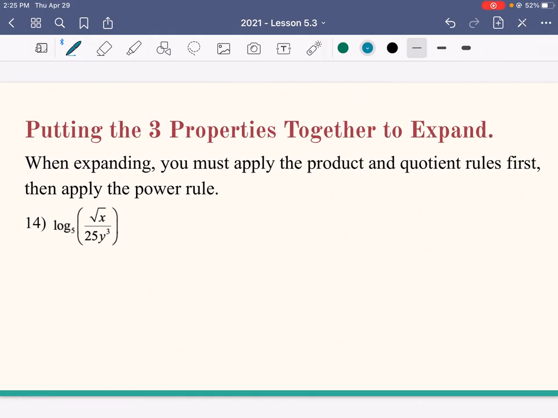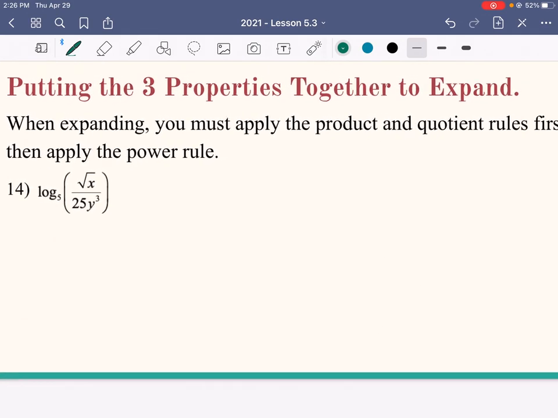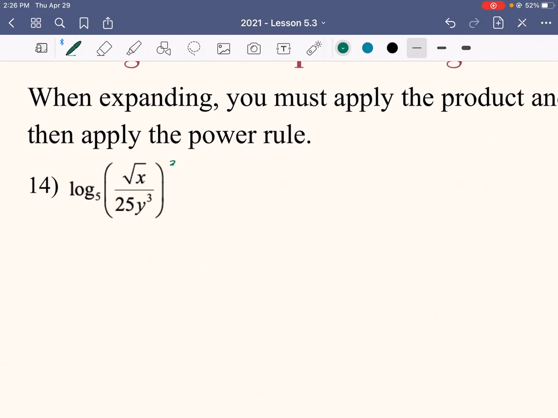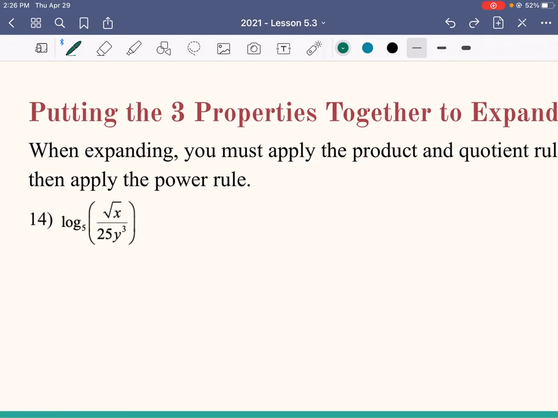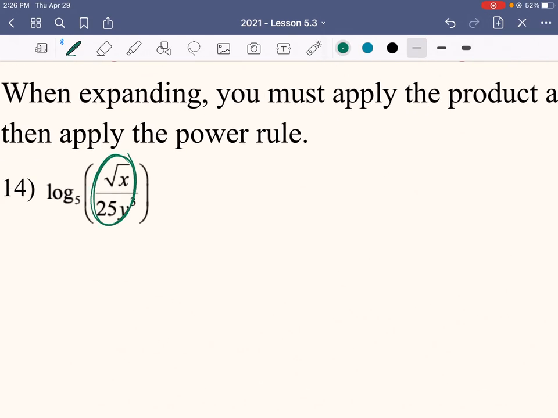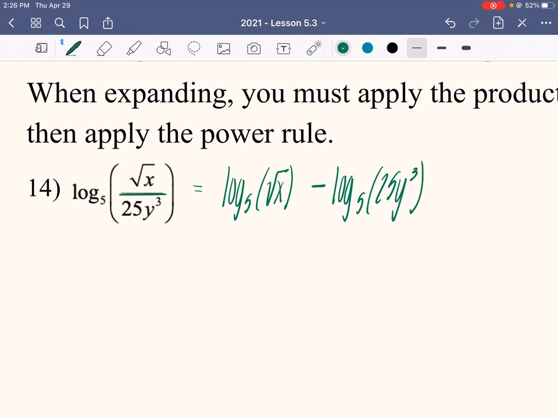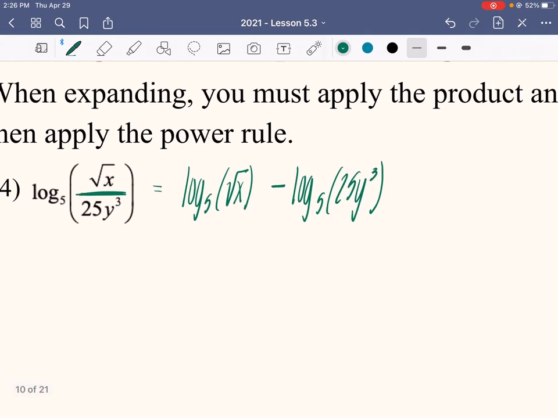Okay, now let's put all of these properties together. We're going to expand this as much as possible using product and quotient and power property, okay? All of the above. So it says first apply product and quotient rules, then apply the power rule. If we had a power on the outside here, we would want to do that first, but because we don't, we're just going to deal with the fraction first. So we're going to do quotient property first, okay, to split this up. So this becomes log base 5 of square root of x, and then all of this minus log base 5 of 25y cubed. Okay, so I just split up the numerator and denominator.